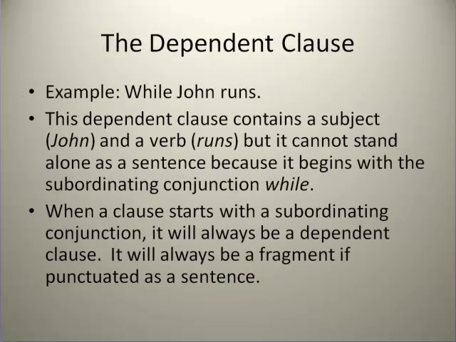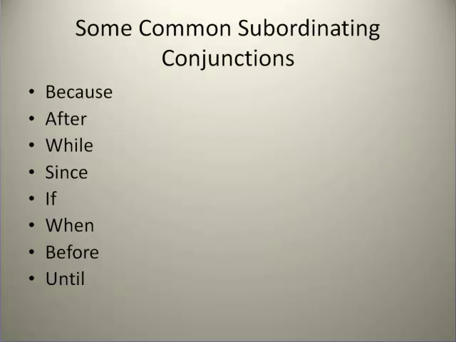This dependent clause contains a subject, John, and a verb, runs, but it cannot stand alone as a sentence because it begins with a subordinating conjunction, while. When a clause starts with a subordinating conjunction, it will always be a dependent clause. It will always be a fragment if punctuated as a sentence. Here are some common subordinating conjunctions: because, after, while, since, if, when, before, until.